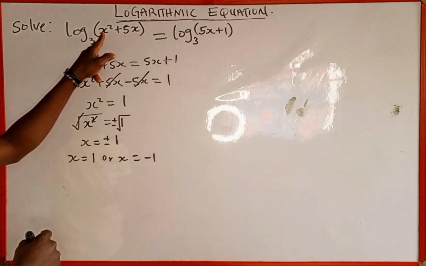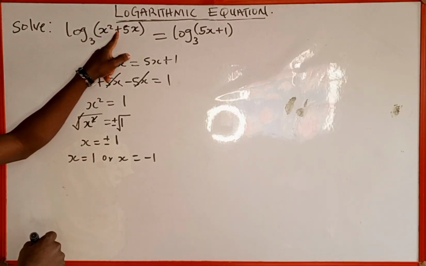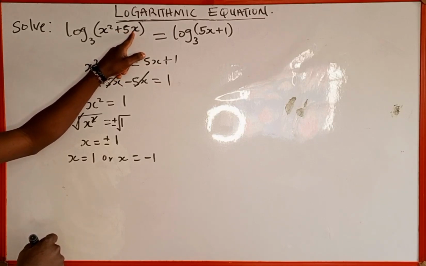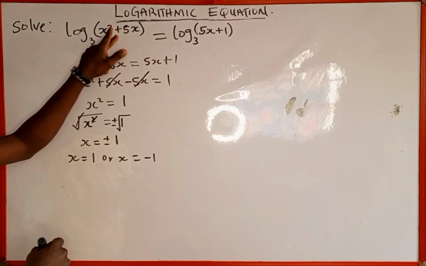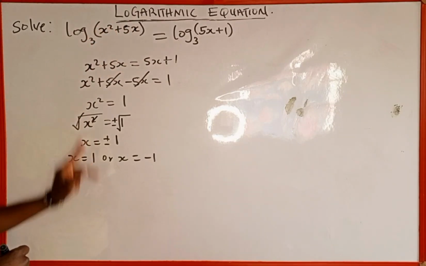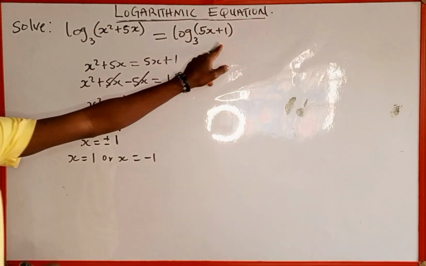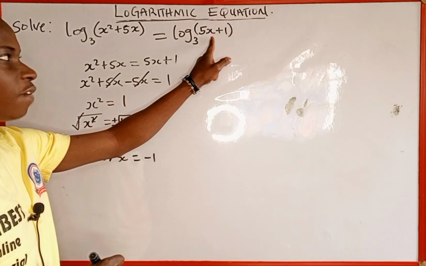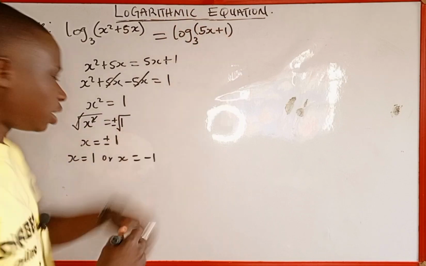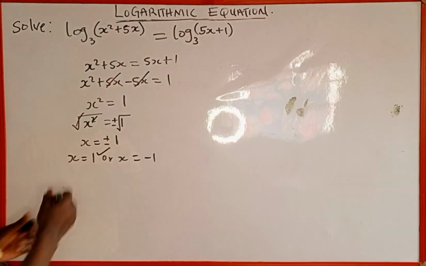When we plug 1 here, 1 squared is 1, plus 5 multiplied by 1 is going to give us 5. Then 1 plus 5 is going to give us 6. So let's see whether this one is going to also give us log of 6. When we plug in 1 here, 5 multiplied by 1 is 5. Then plus 1 is going to give us 6. Therefore, this one satisfies the equation.